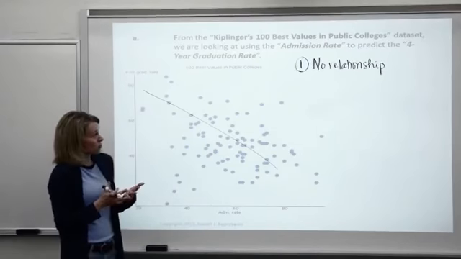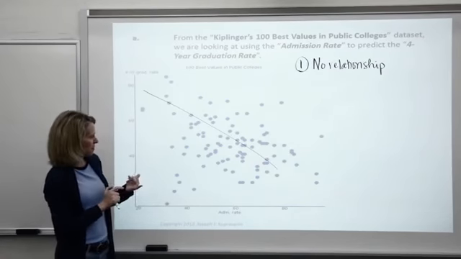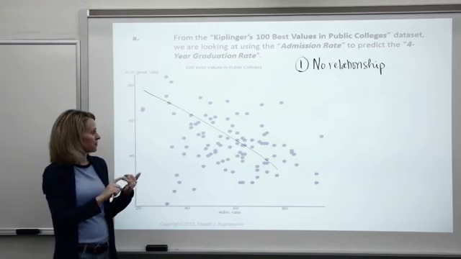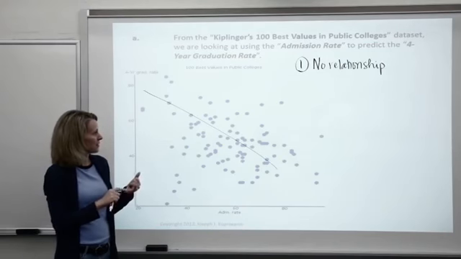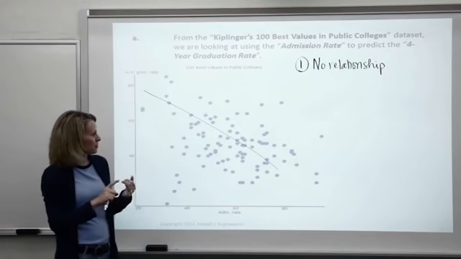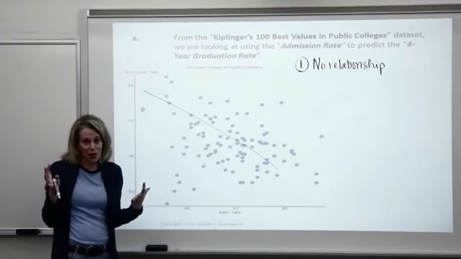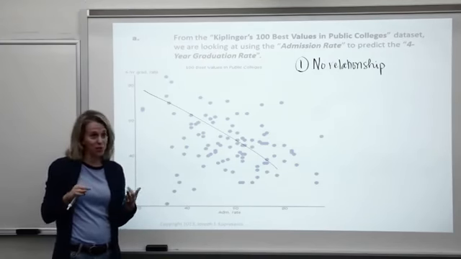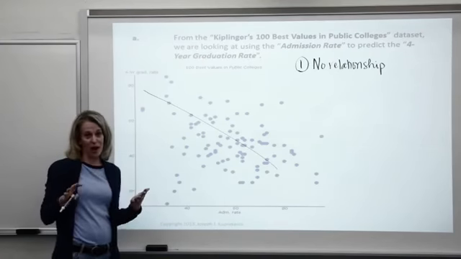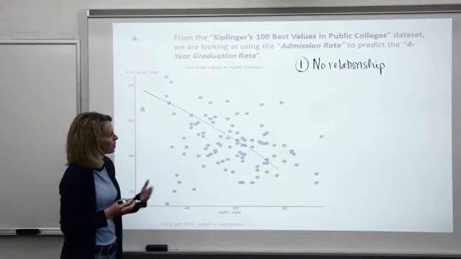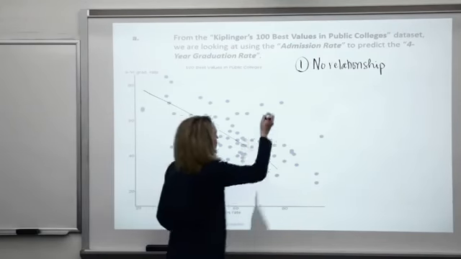Once you say no relationship, then you really don't have a strength to that. There really is no direction. It's kind of hard to talk about outliers if there's no relationship. So I would probably call this no relationship.